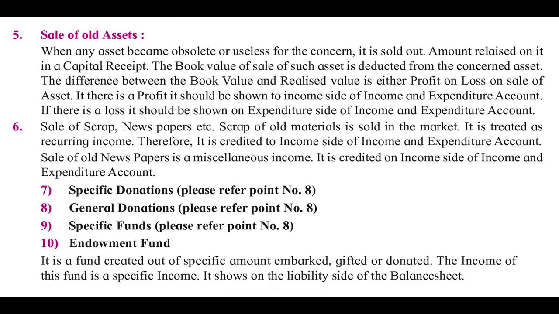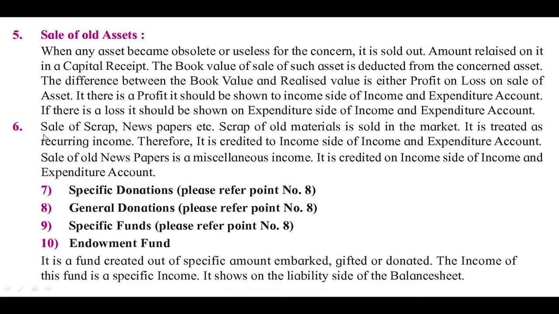Then sale of old assets. If any fixed asset is sold and the book value is given, then we have to subtract that from the selling price of the asset. If the selling price is higher than the book value, then there is a profit, and it should be shown on the income side of the income and expenditure account. But if the net book value is higher than the selling price, then there is a loss, and the loss is recorded on the expenditure side of the income and expenditure account.